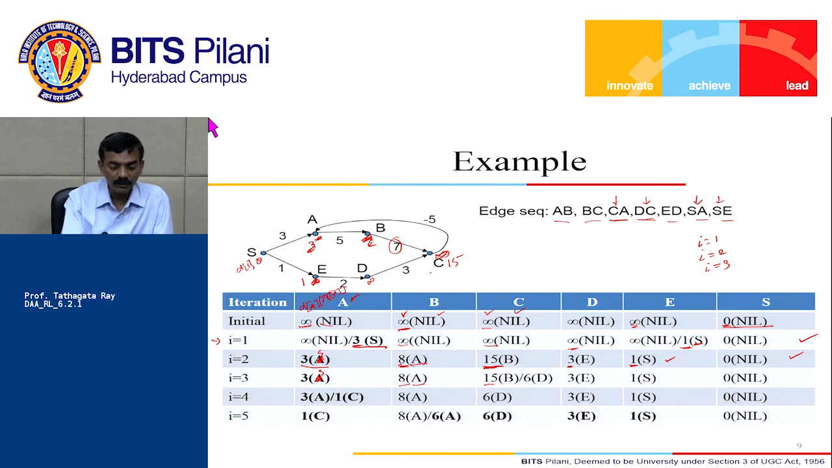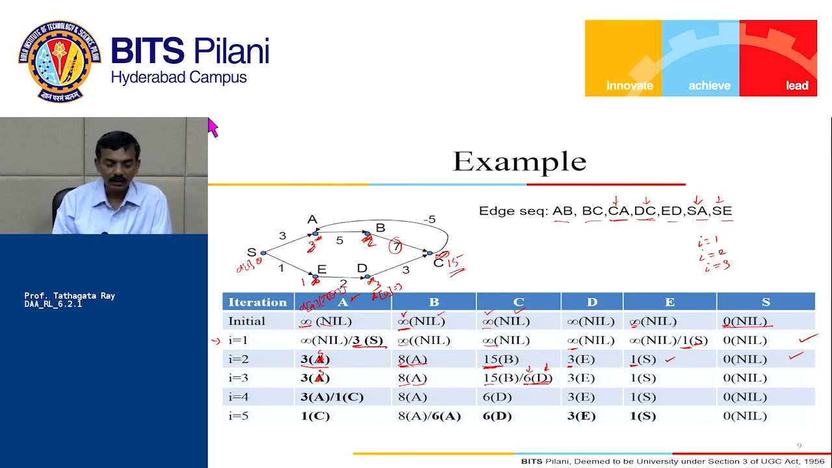Now when I go to DC, notice what happened. D value in the last iteration, it got 3. So DD became 3. DD is equal to 3 in the last iteration. So 3 plus 3 is 6, which is better than 15. So your C value should be updated to 6 and say the parent value as D. Okay. So 6D. Fine. So C gets updated because of DC.